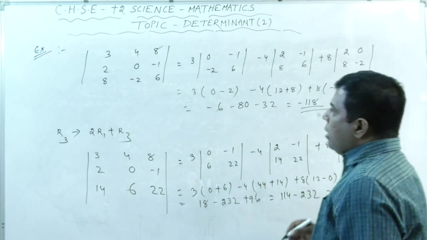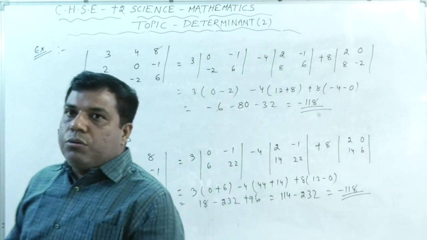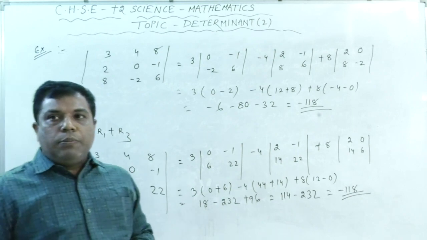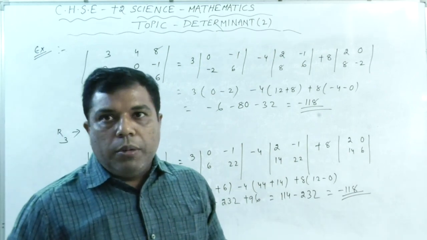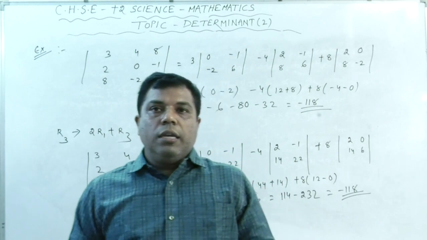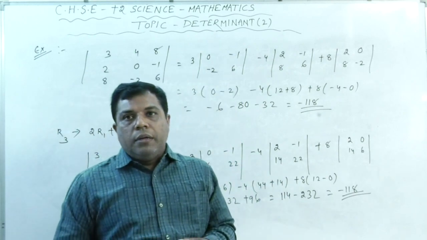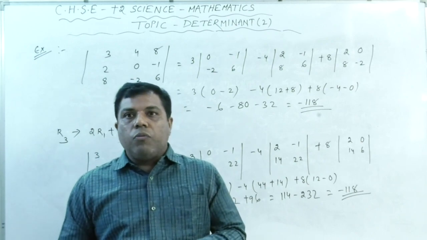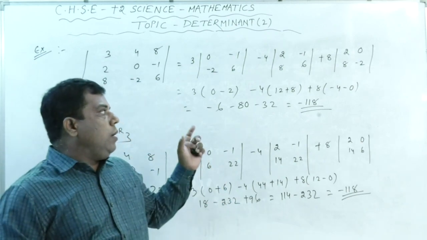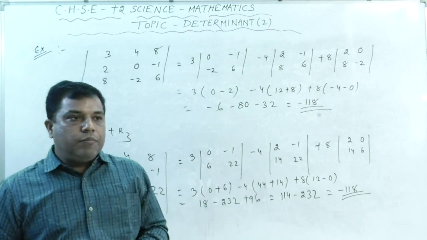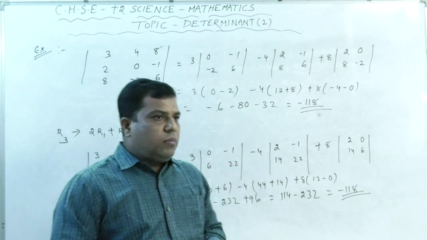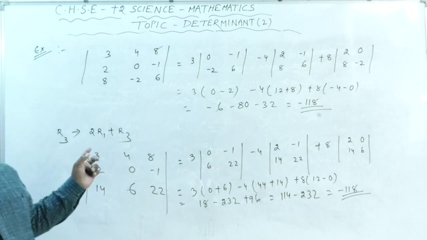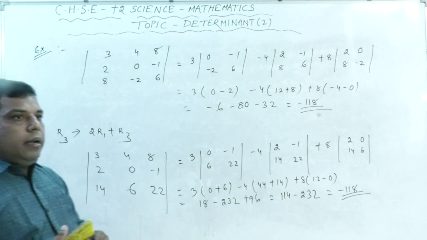Dear students, now you can see that due to an algebraic operation, in changing a row by some algebraic operation, the value of the determinant does not alter. If we change a row or column by algebraic operation with some other row or column, the value of the determinant is the same. So this is one of the important properties of determinants. Clear, dear students?